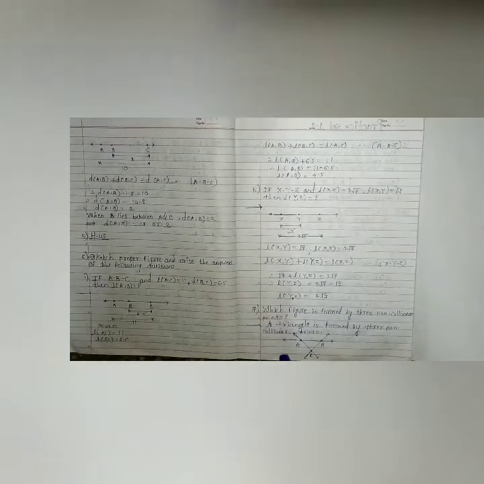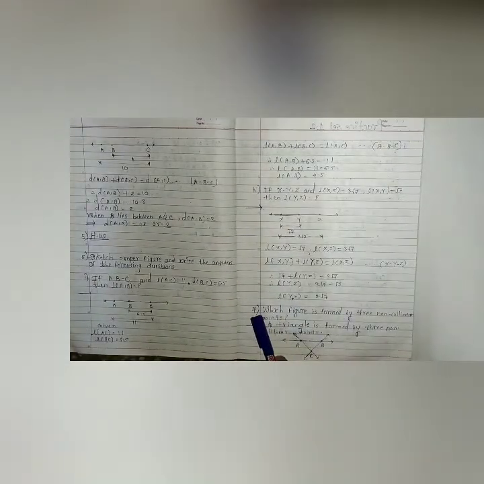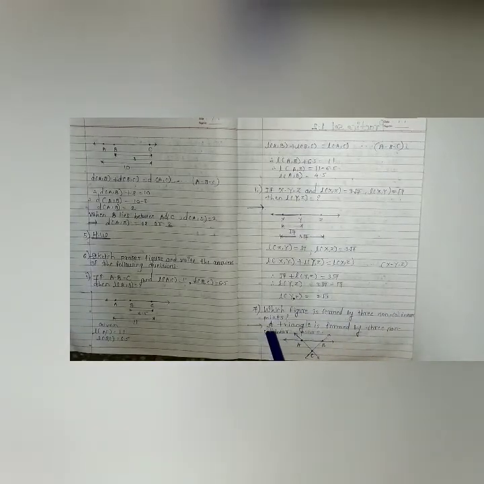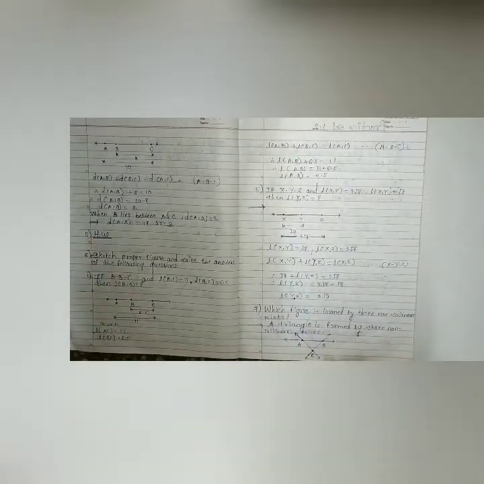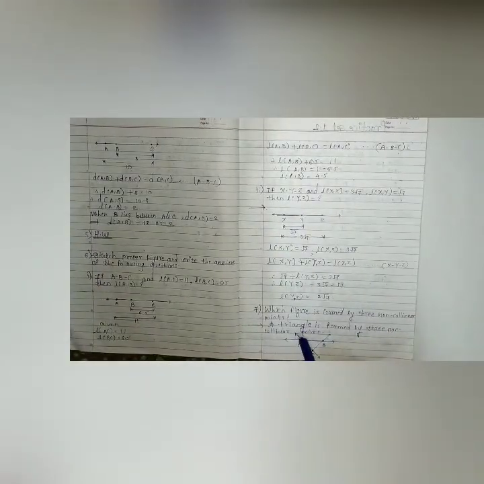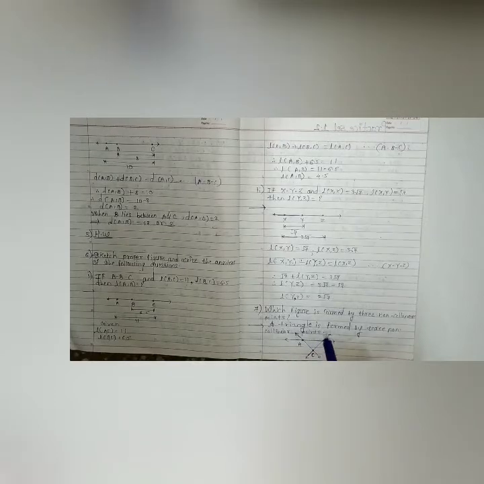Now the last question of practice set 1.1. Which figure is formed by 3 non-collinear points? A triangle is formed by 3 non-collinear points. Here A, B and C are the non-collinear points. Therefore, after joining these non-collinear points, we get a triangle, a closed figure.